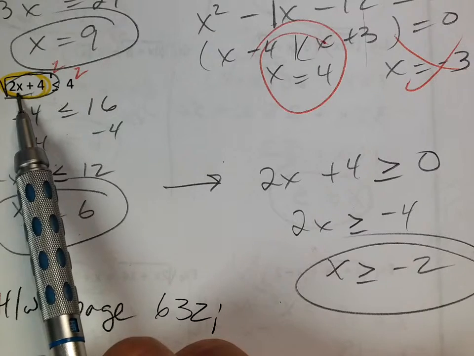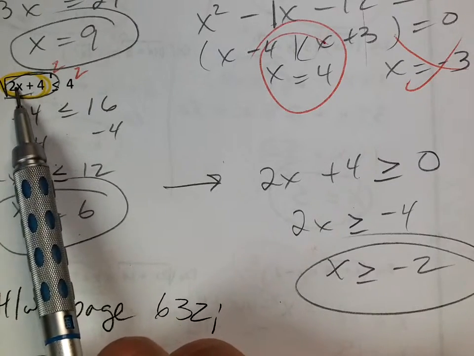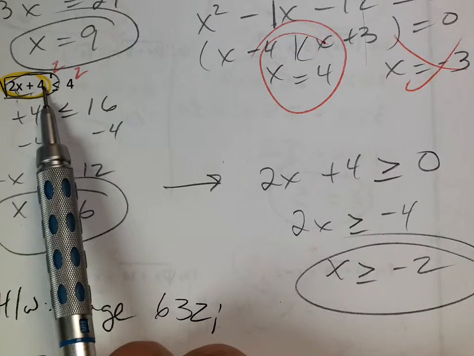Okay, here's where it gets a little tricky. If x were negative 1, I'd have 2 times a negative 1 plus 4. That's a positive answer, isn't it?